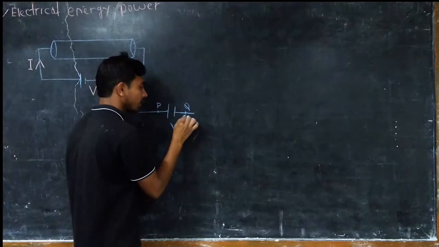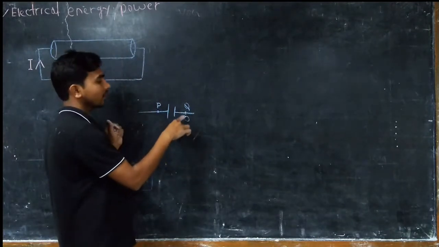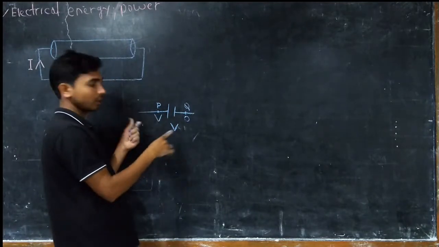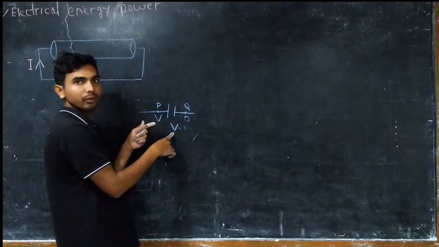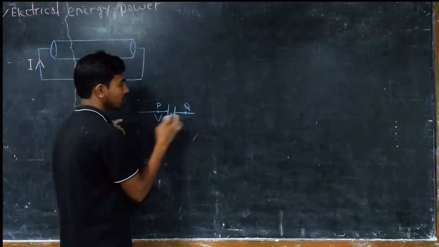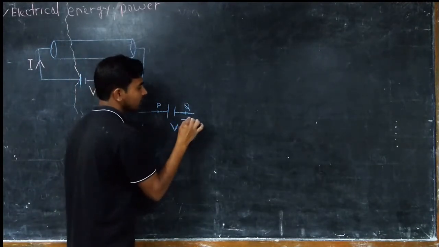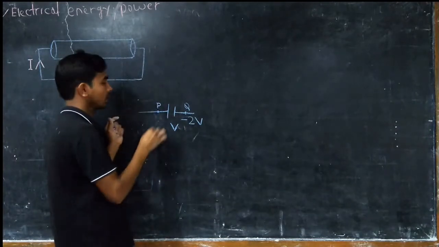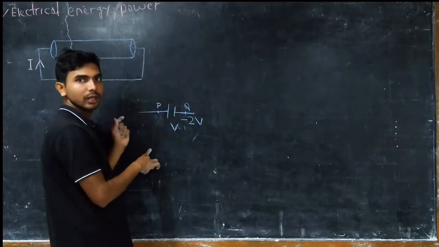Suppose this point is having potential V0. So this side will be V, because only potential V is possible. But suppose on this side potential is minus 2V, then what will be the potential on this side?